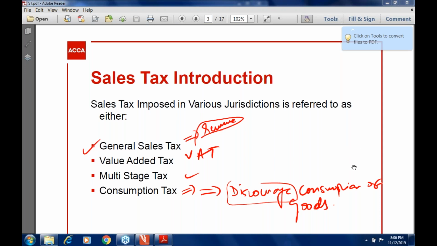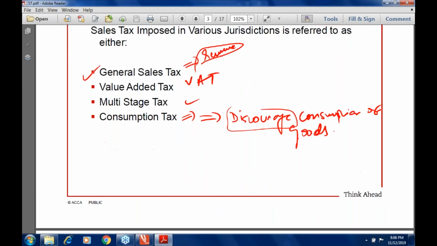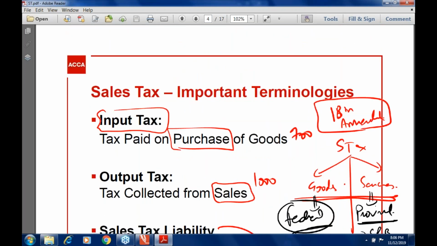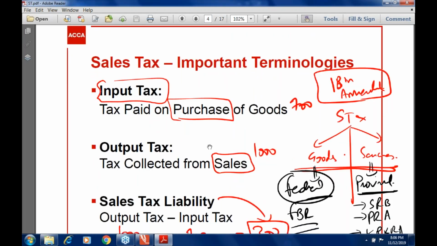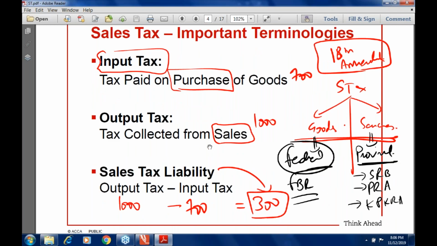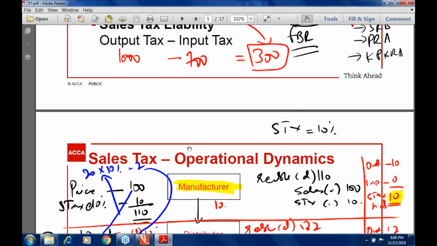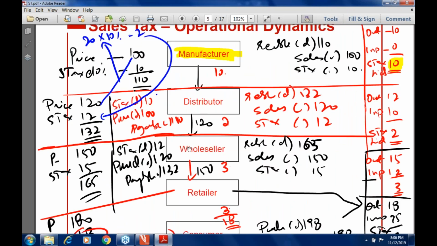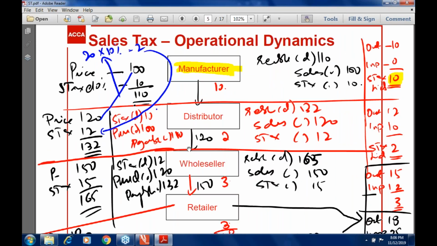We discussed that sales tax is also referred to as general sales tax, or the value added tax, or the multi-stage tax. And then we moved forward and talked about the terminologies with respect to sales tax, which include the input tax, the output tax, and the sales tax liability. Then I talked about the overall operational dynamics of how sales tax operates.